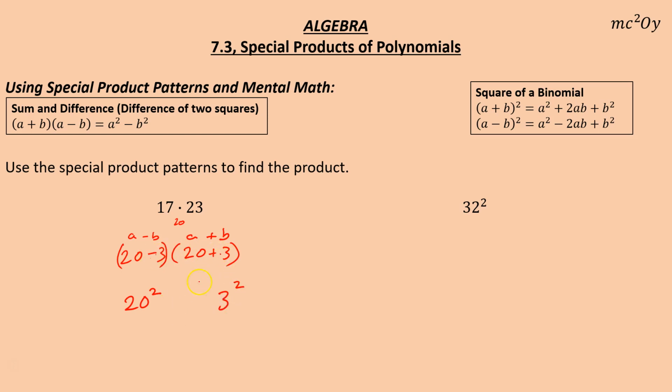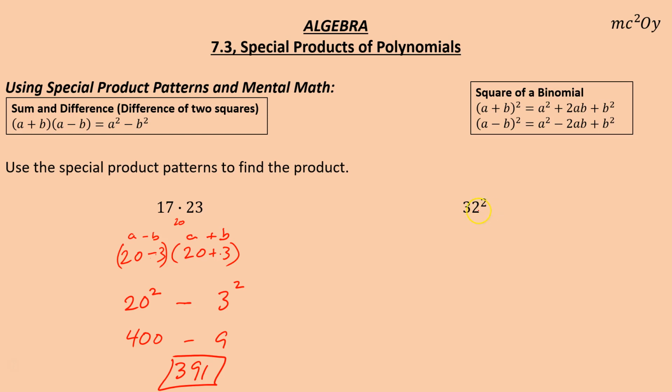And sum and difference product, so it's a minus in between. 2 squared is 4, so 20 squared is 400. 3 squared is 9. 400 minus 9 is 391. So another way to do mental math. 17 times 23 is 391.